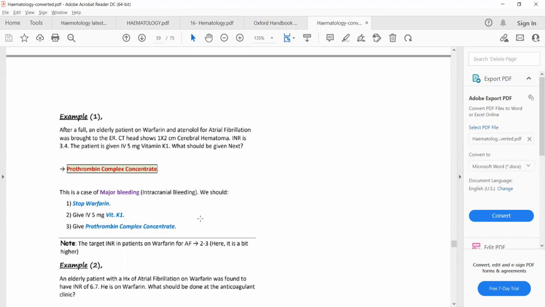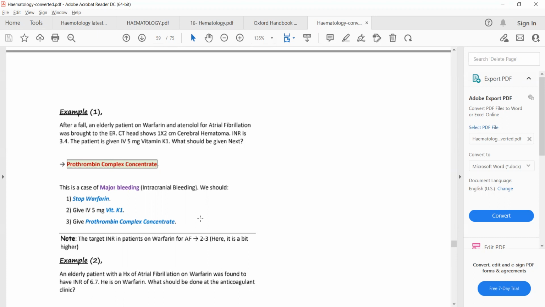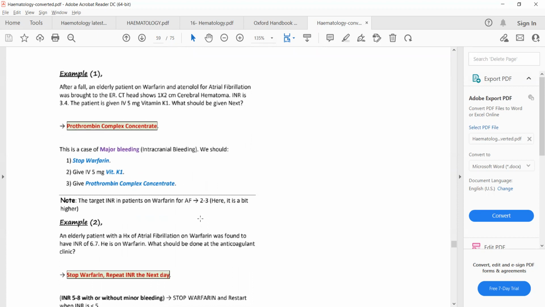So an elderly patient with a history of atrial fibrillation on warfarin was found to have INR of 6.7. So INR is between 5 to 8. He is on warfarin. What should be done at the anticoagulation clinic? We'll hold 1 or 2 doses of warfarin and then repeat the INR.